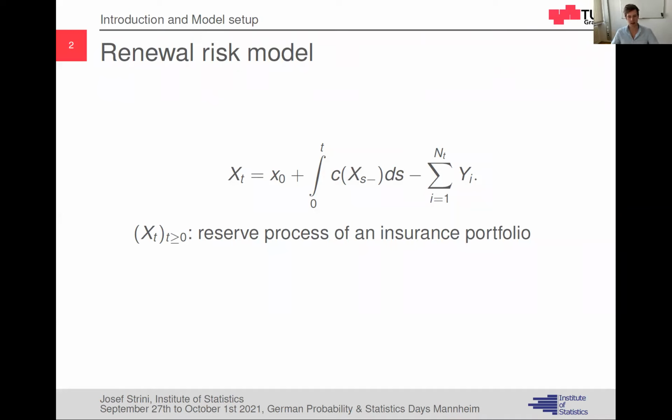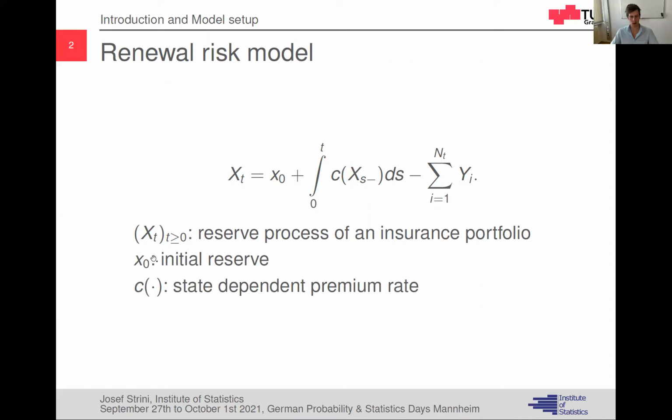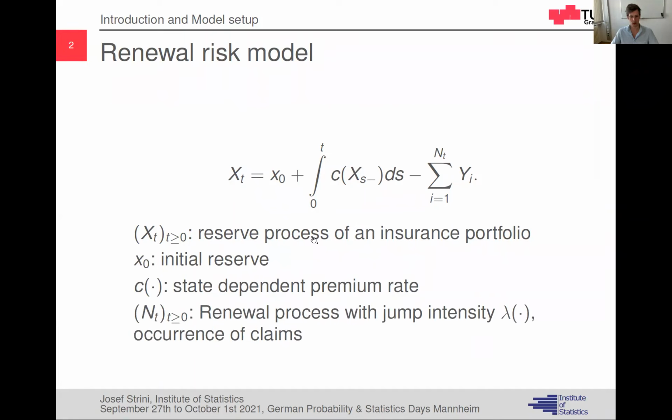We denote by X_t the reserve process of an insurance portfolio starting in x_0, and c is the state-dependent premium rate, N_t the renewal process with jump intensity lambda, and Y_i are the i.i.d. distributed random variables which correspond to the claim height.